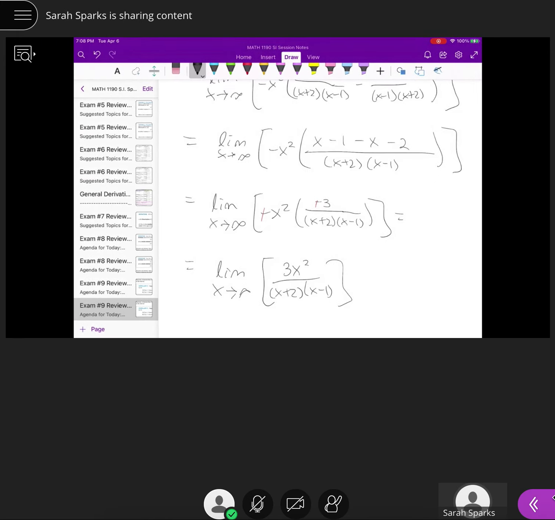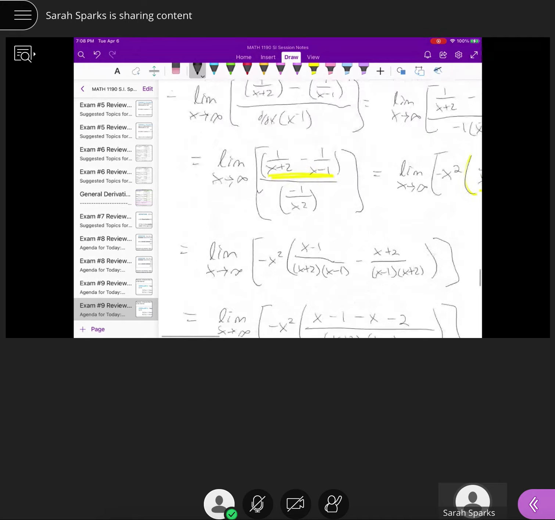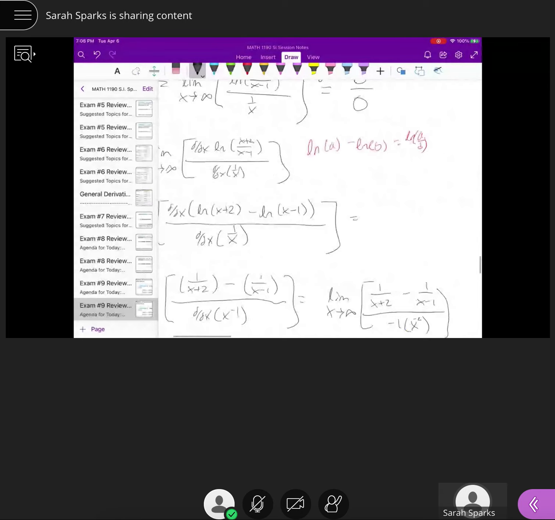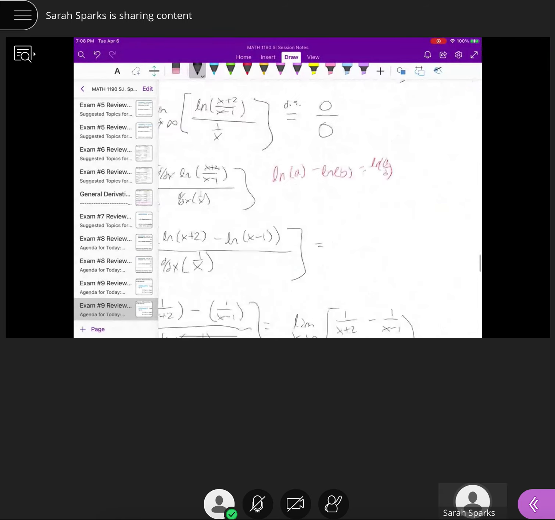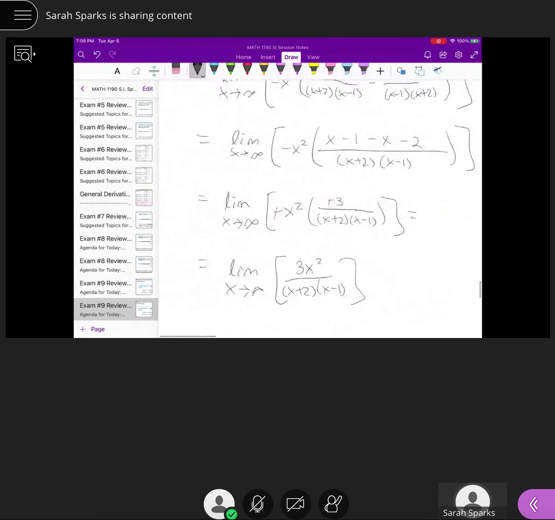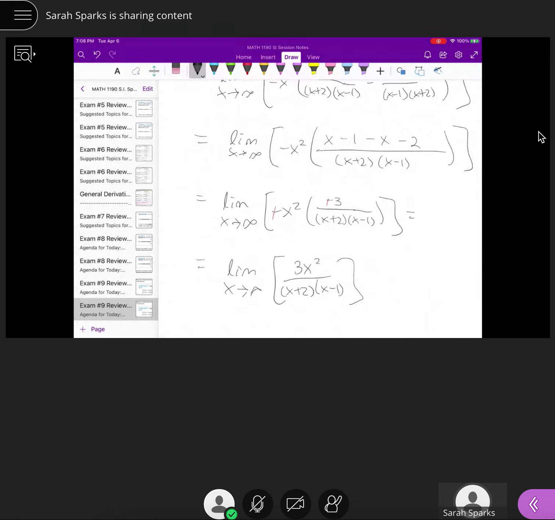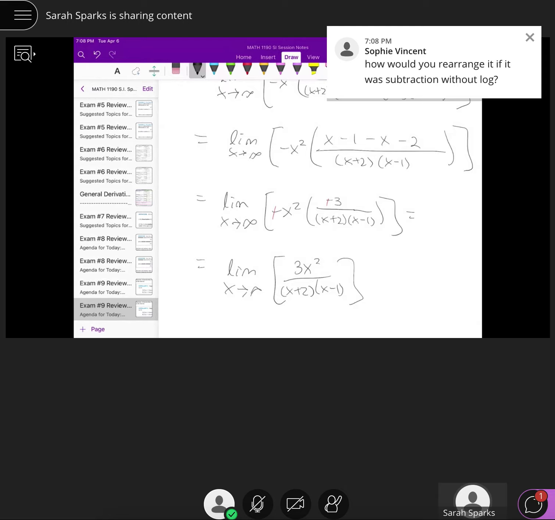Yes, it's a lot, and I don't think you'll have one that's this complicated on the exam. But I do think that he might have one where you have to use that 1 over x property that I just did for the previous L'Hopital's, if that makes sense.